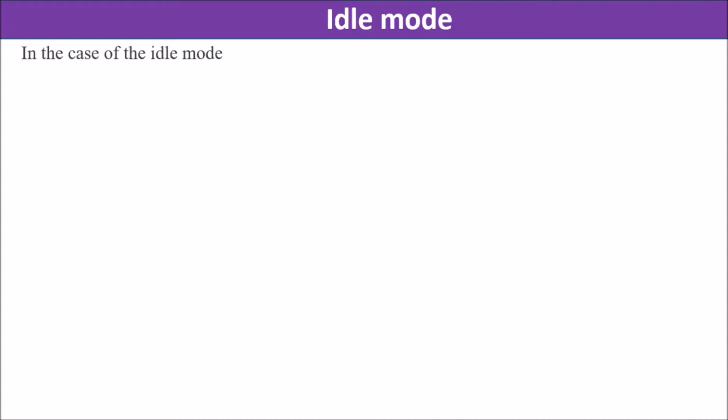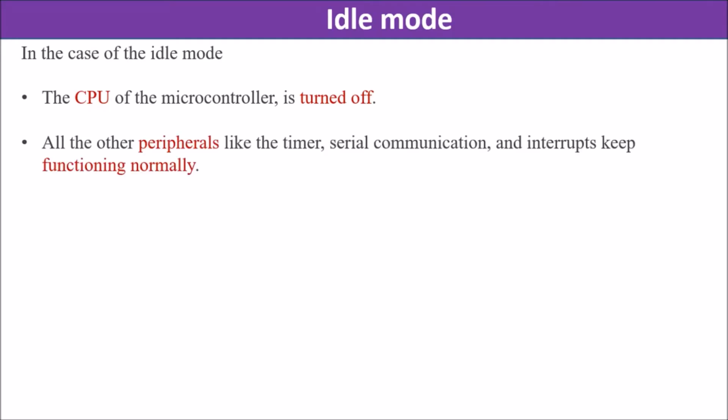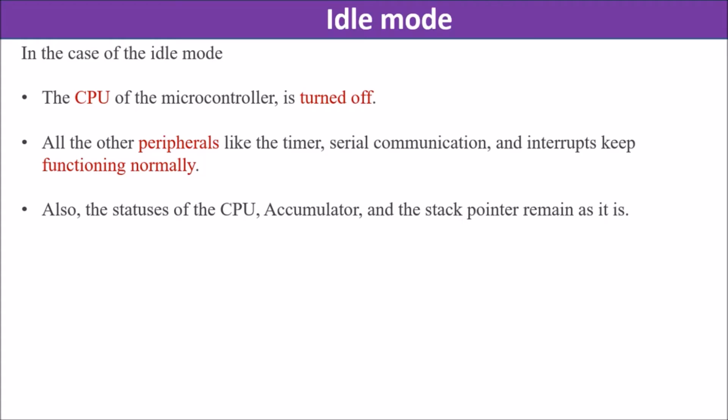The next mode is idle mode. In this mode, the CPU of the microcontroller is turned off. All the peripherals like timer, serial communication and interrupts keep functioning normally. This is the main difference. In power down mode, the peripherals are also switched off, but here only the CPU is off, and all peripherals function normally. The status of the CPU, accumulator, and stack pointer remain as they are.